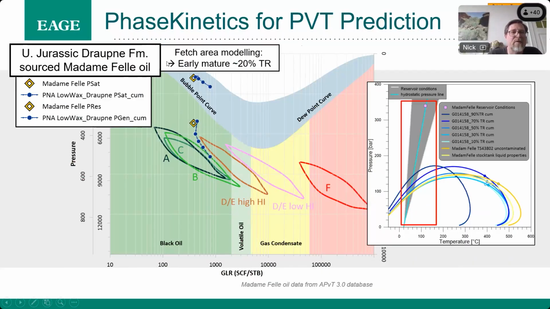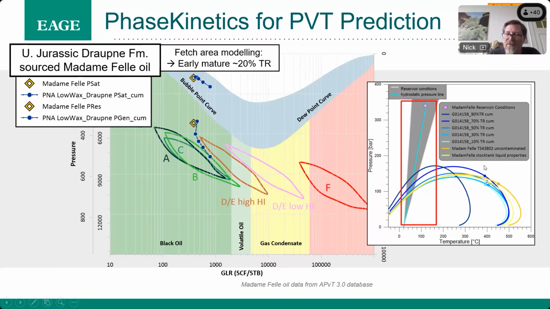This also has an impact in the real world, which I would like to point out here. For a Draupne Formation sourced undersaturated Madame Fell oil from the mid-North Sea, fetch area modeling indicates that it contains early mature oil charged at roughly 20% transformation ratio of the kerogen. Using the phase kinetics of our Draupne Formation sample predicts exactly the same saturation, GORs at reservoir pressure and also at saturation pressure, which can also be seen for transformation ratio stages between 10 and 30%.